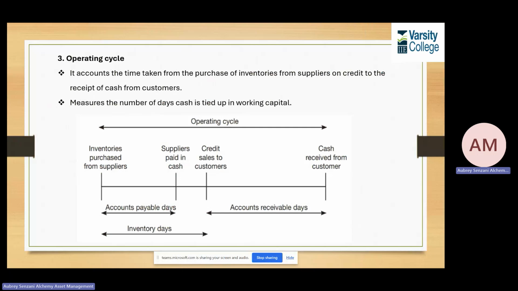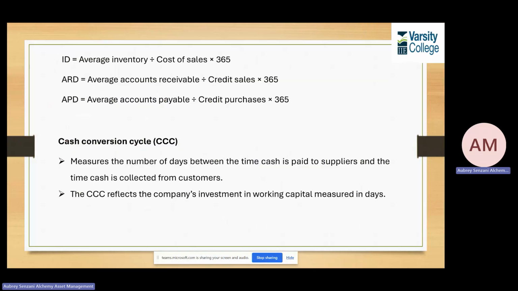So this cycle is literally then saying, how long does it take us to turn our trading inventory into cash? Up top it says it accounts the time taken from the purchase of inventories from suppliers on credit to the receipt of cash from customers. And every business that sells inventory is always trying to make that operating cycle as short as possible. That's the whole objective of the game.